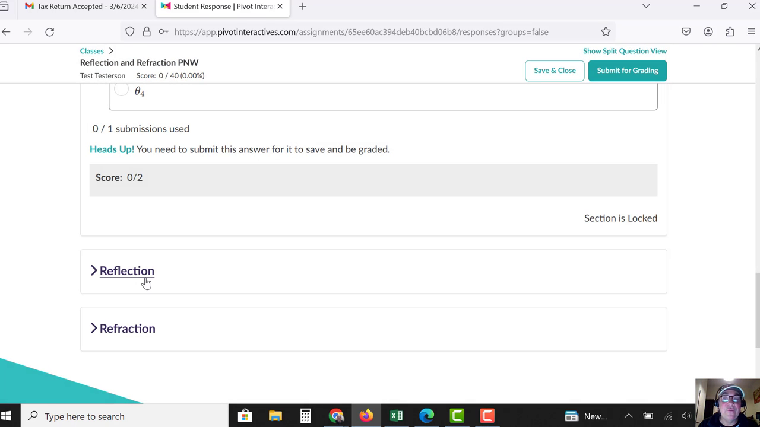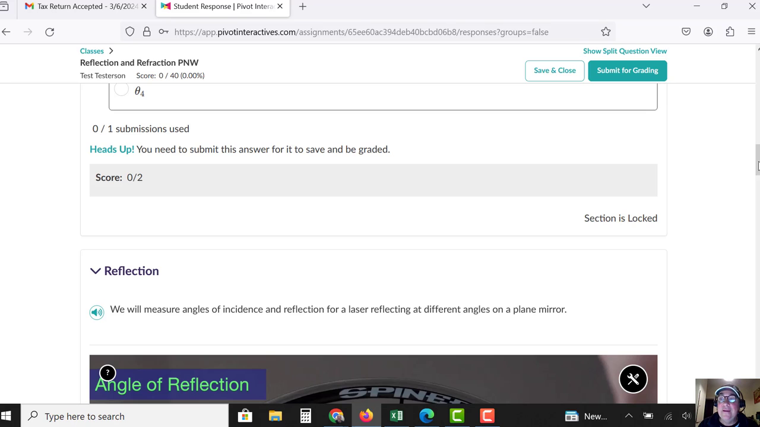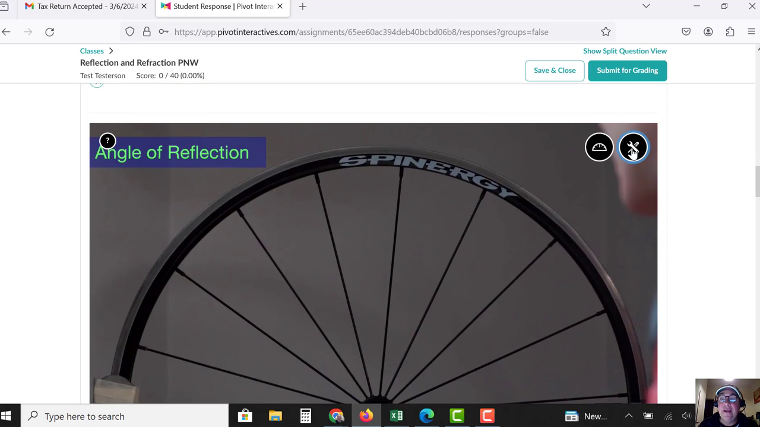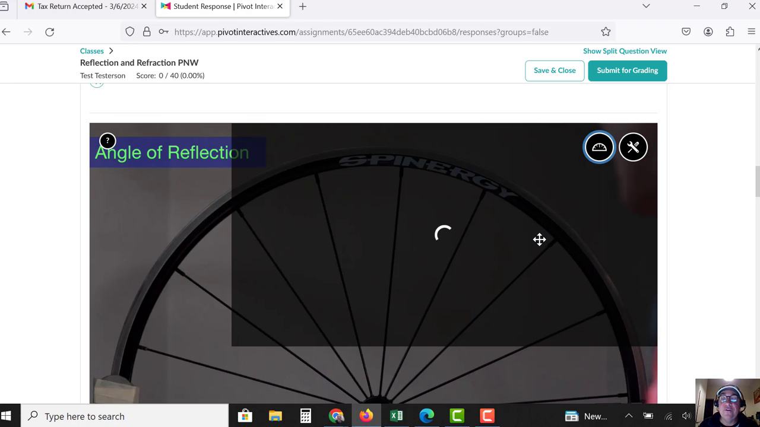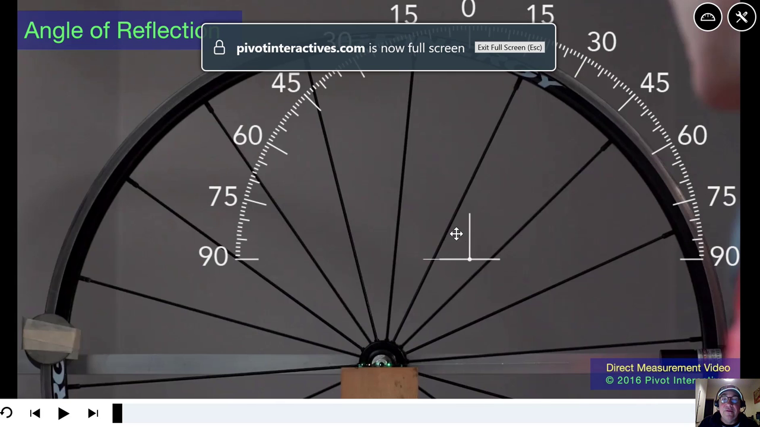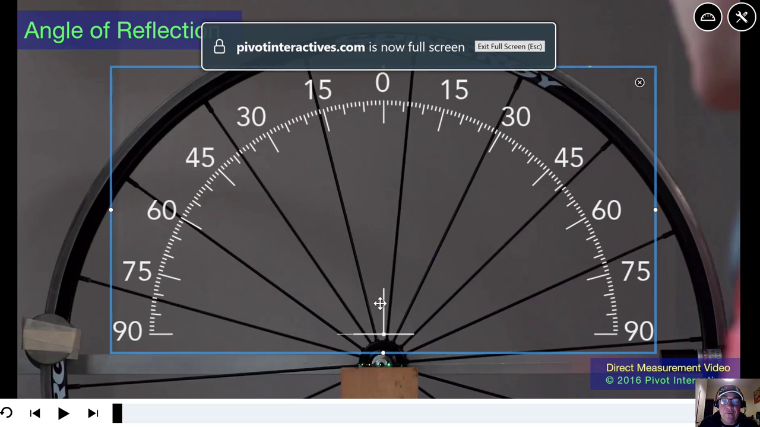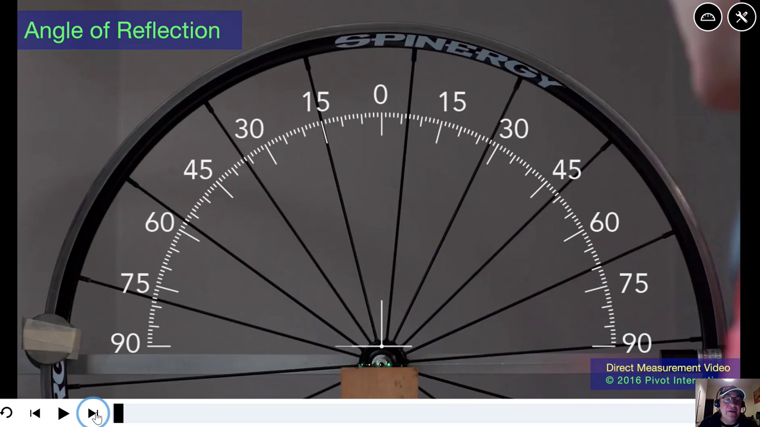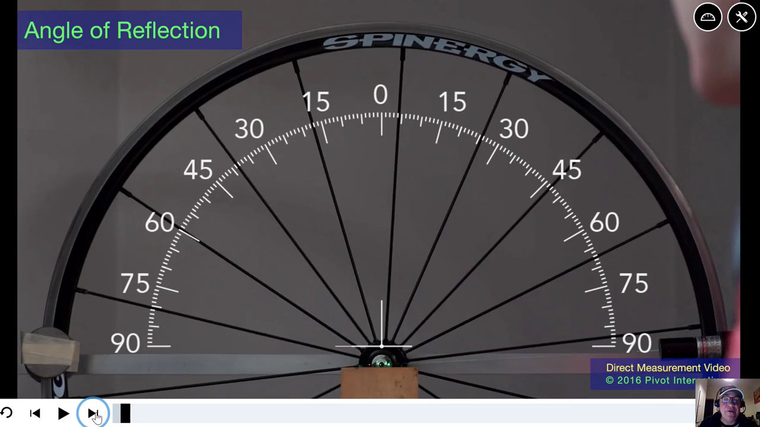And then you can go to the reflection section. And here you'll see a video, and you've got a tool here, so you could add this protractor, move it to wherever you want to. Okay, and I'll make the screen a little bit bigger. So you can take the protractor and move it to wherever you want to. I'm going to put it right here in the center. And I can step through the video just by hitting the step button here, and you'll see what's going to happen in just a minute.